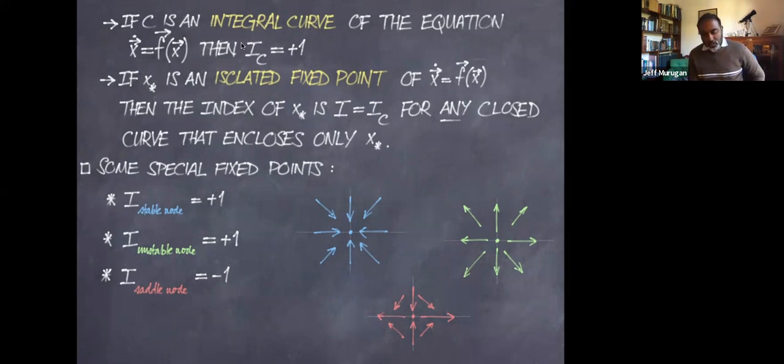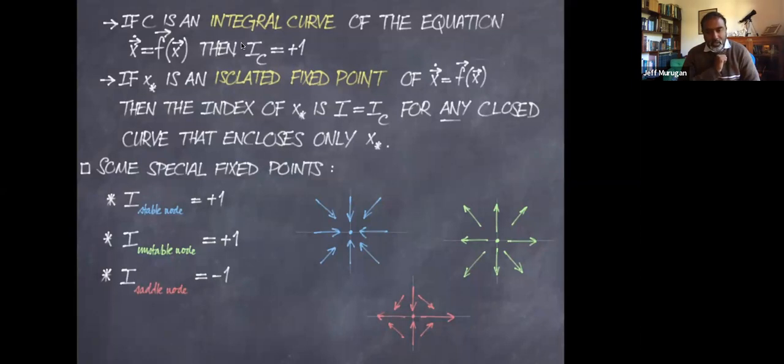Now, using this picture and drawing some curves that enclose these fixed points, the stable node, the unstable node, and the saddle point, and doing what we've just been doing with the previous examples, follow the vectors, you will see that the index of a stable node is +1. The index of an unstable node is also +1. That kind of makes sense given the property we listed that if you just flip all the arrow directions, the index stays the same. So if the index for the blue arrows is +1, then the index for the green arrows must be +1.